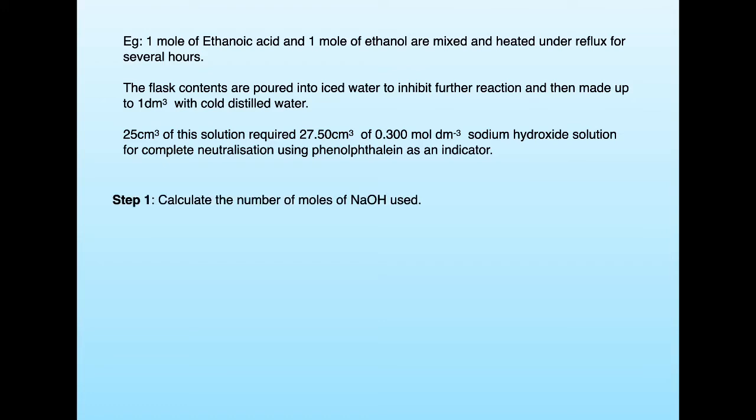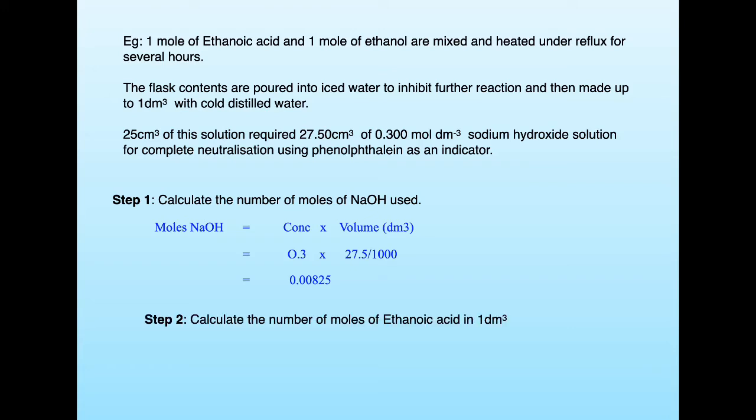So let's go through this step by step. Let's walk through this, and pause if you need to do the working out. This is the beauty of a video. Just stop me while you're working it out. So the first thing to do is calculate the number of moles of sodium hydroxide used. Obviously we're going to use this data here. And that should be your answer. Step 2. Now calculate the number of moles of ethanoic acid in 1 decimetre cubed.